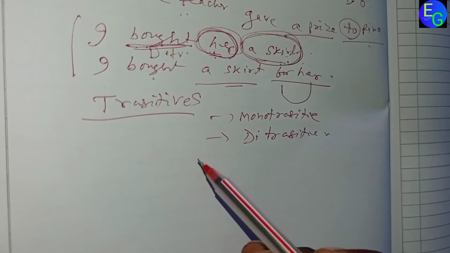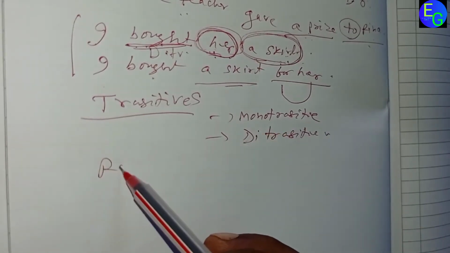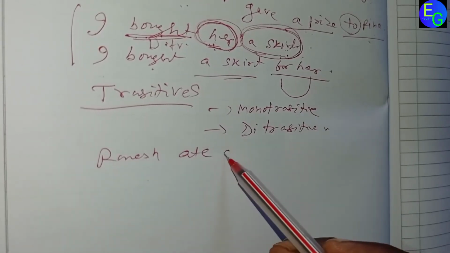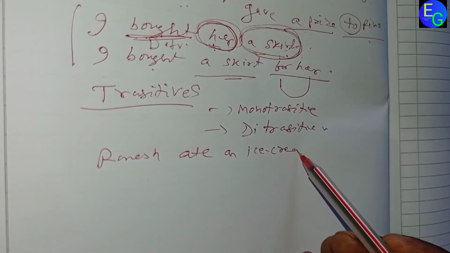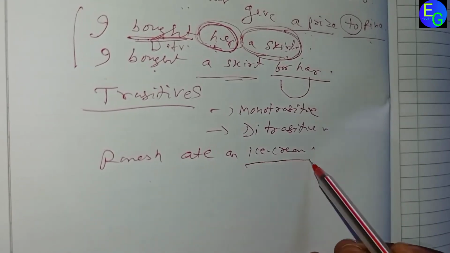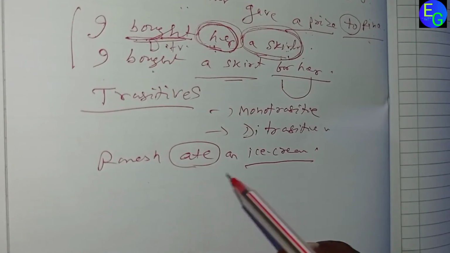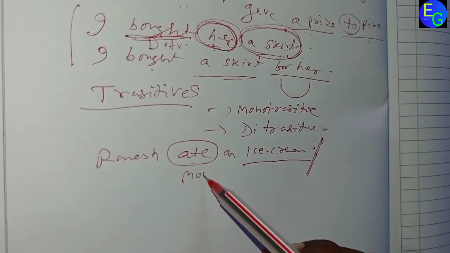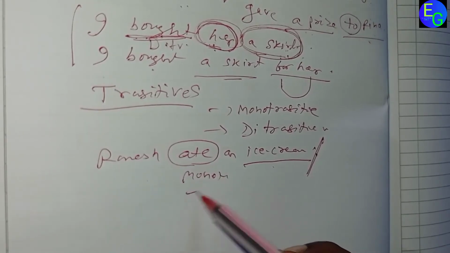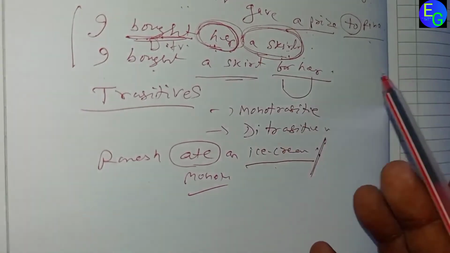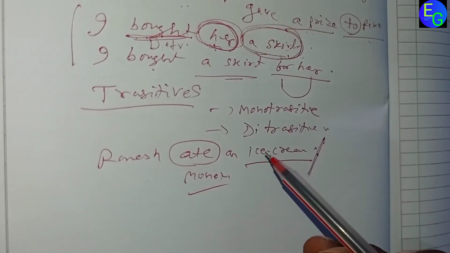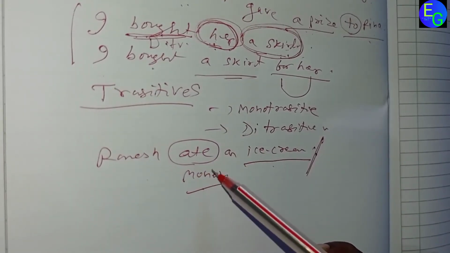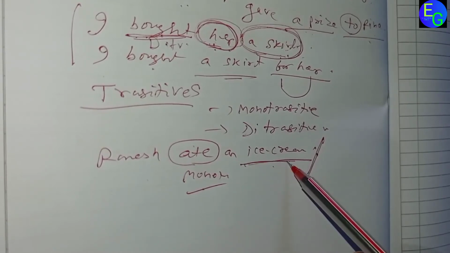If I write, Ramesh ate an ice cream, here you see there is only one object after the verb. One object, there is not any other object. So the verb is called monotransitive. Monotransitive means having a single object. Di means double. Here are double objects, but here is only one object, so it is a monotransitive verb.